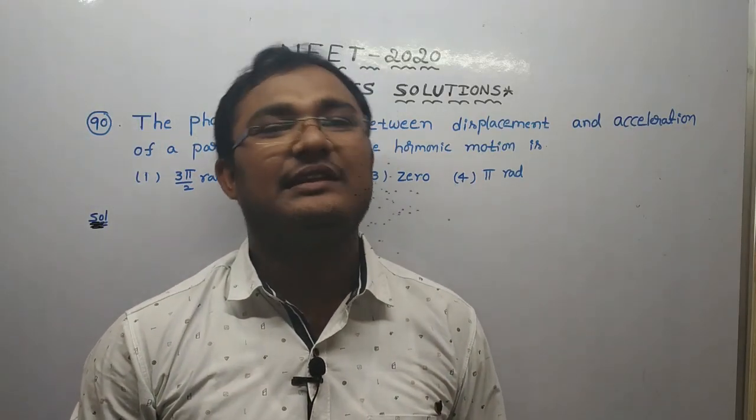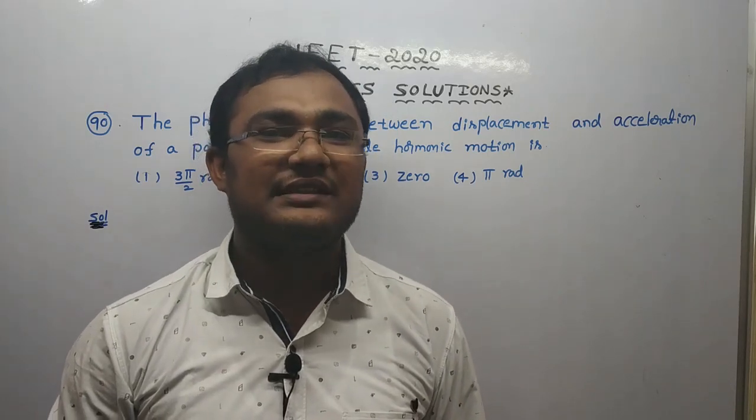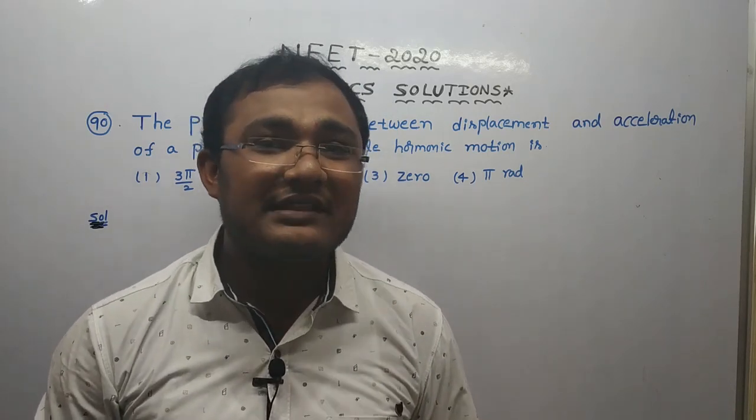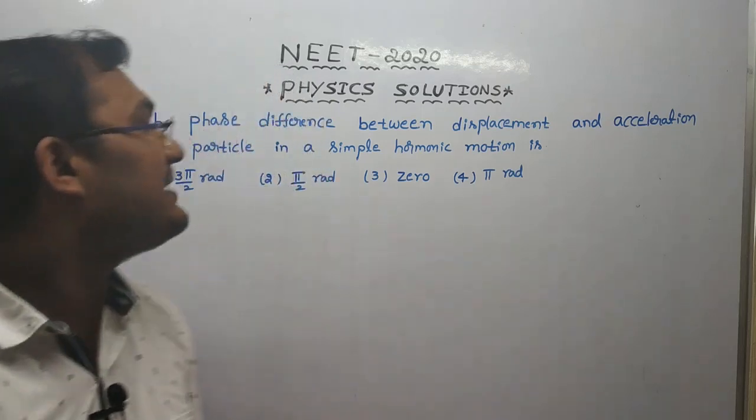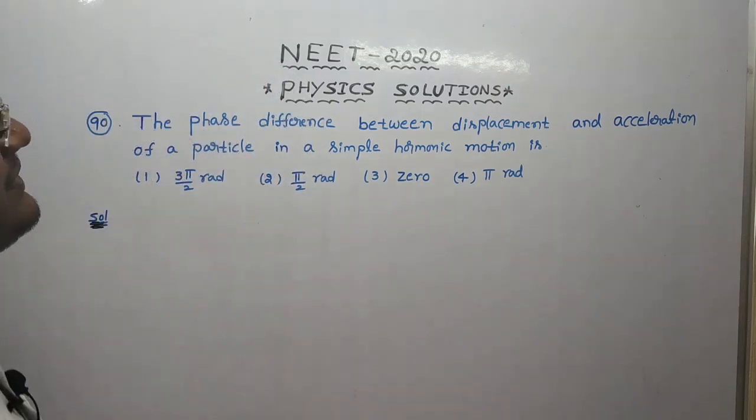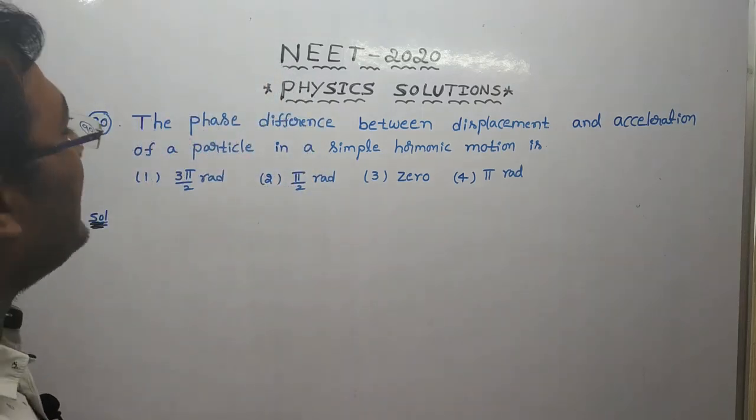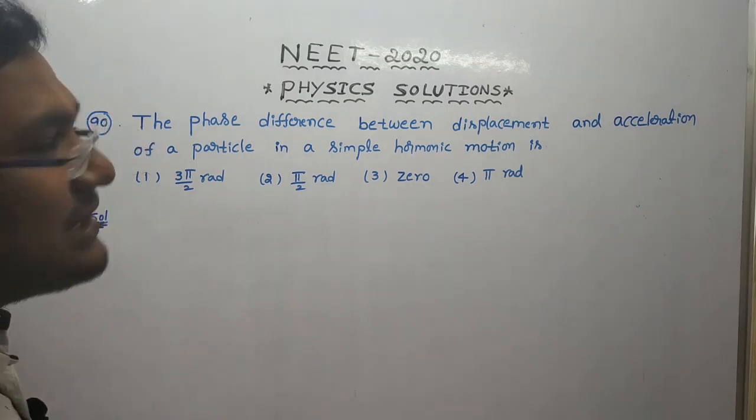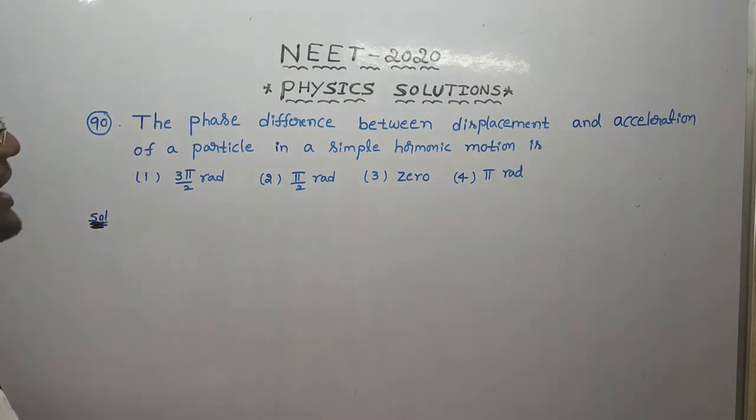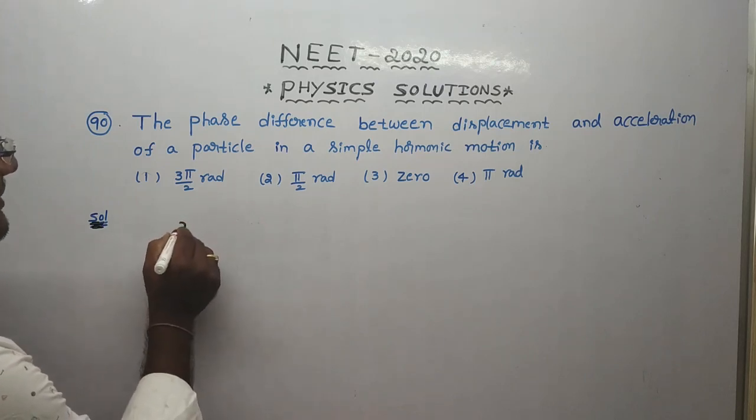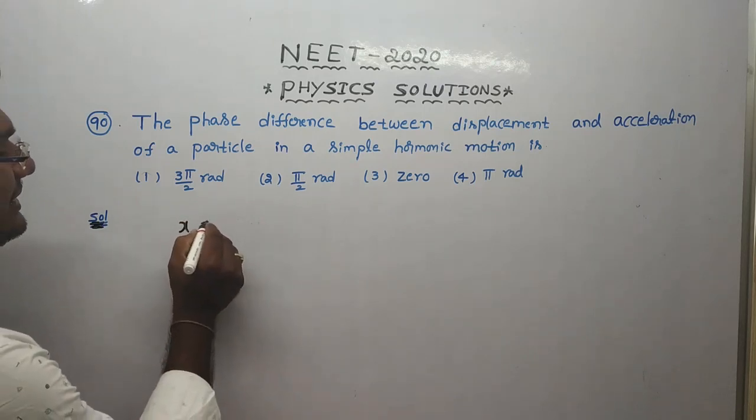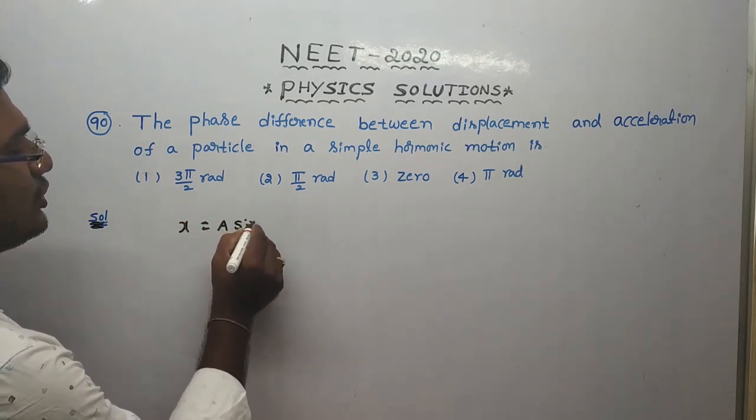Sidhu Physics Tutorial. In this session we are going to discuss the physics problems given in the NEET 2020. The first problem is: the phase difference between the displacement and the acceleration of a particle in simple harmonic motion is. In any simple harmonic motion, the displacement of a particle x is given by a sine omega t.